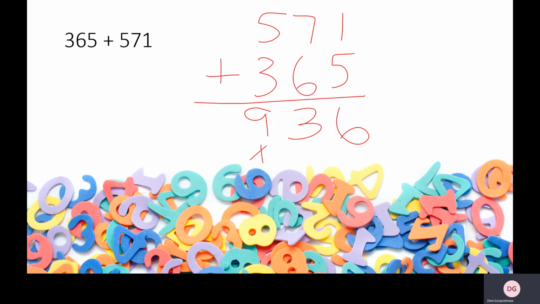1 plus 5 is 6, 7 add 6 is 13. Once they've recorded the 3, they carry the 1 over, and then once they've added 5 and 3, they add the 1 to make 9.